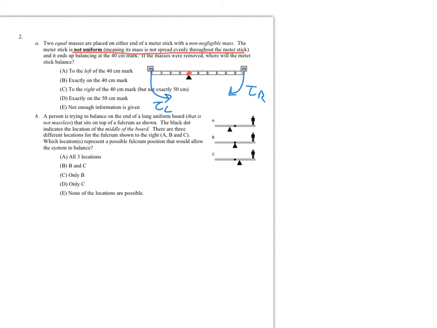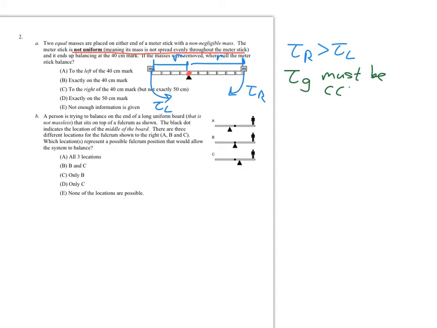Now, we know these two masses are equal. However, we can see that the R values are very much not the same. One is 40, one is 60. So we can say the torque from the mass on the right is going to be greater than the torque from the mass on the left. That means we need an additional torque of gravity going in the counterclockwise direction to balance. Okay, so we can say the torque from gravity must be counterclockwise.